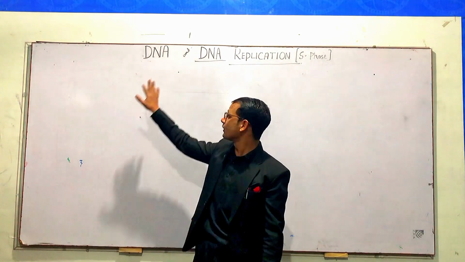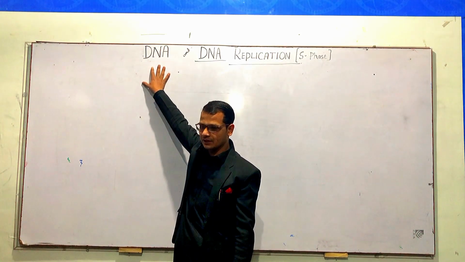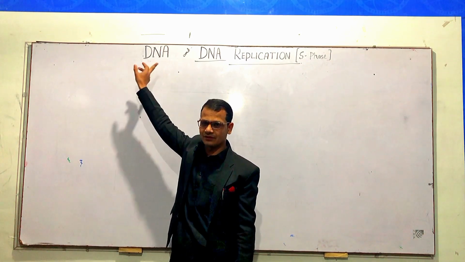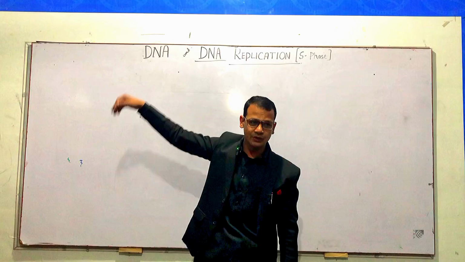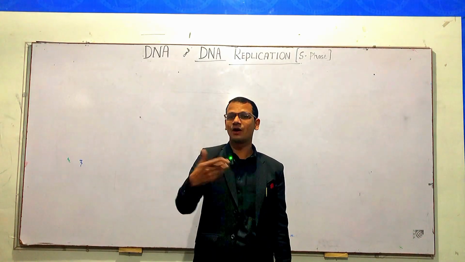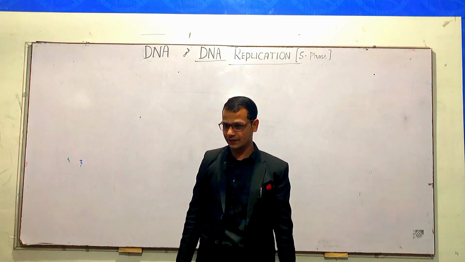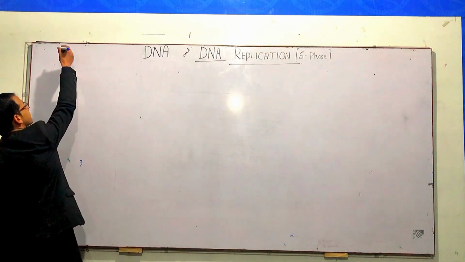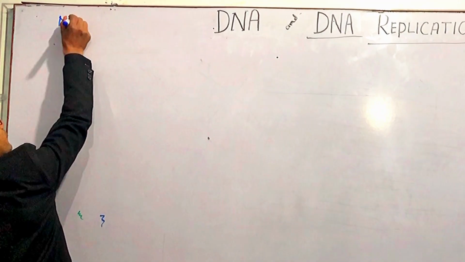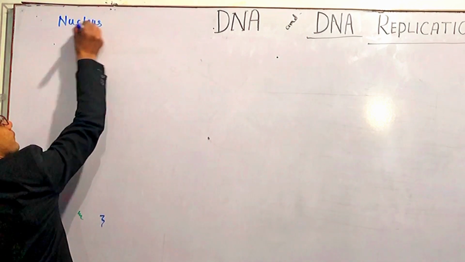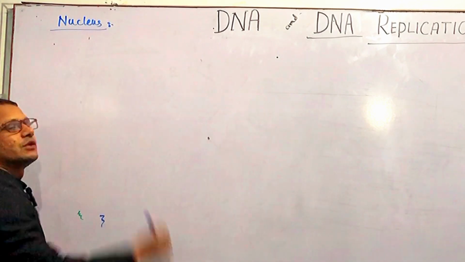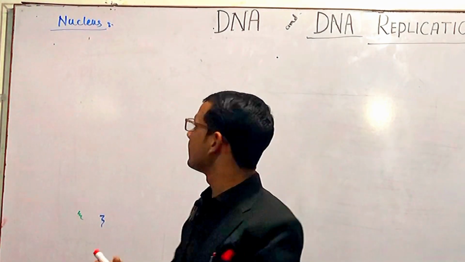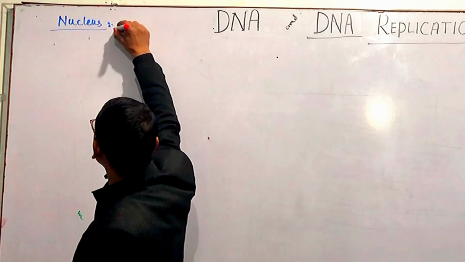But before DNA structure and function, we will just take a look at the location of DNA in the cell. Where is DNA? Where is the house of DNA in the cell? So, in the structure of the cell, we have discussed the nucleus. What is the nucleus? The nucleus is a central part of the cell. This is the central part of the cell.